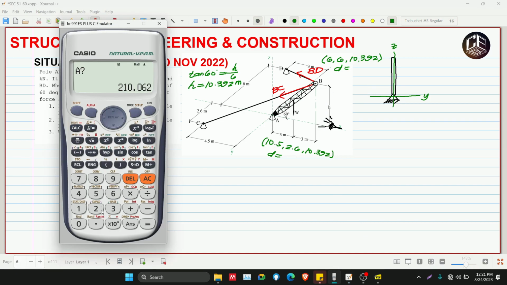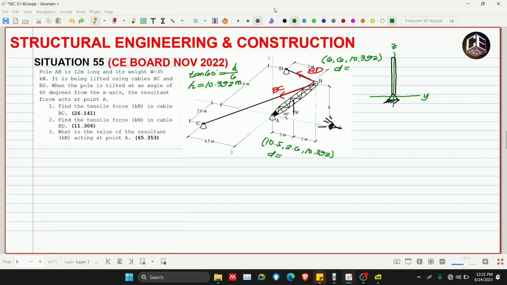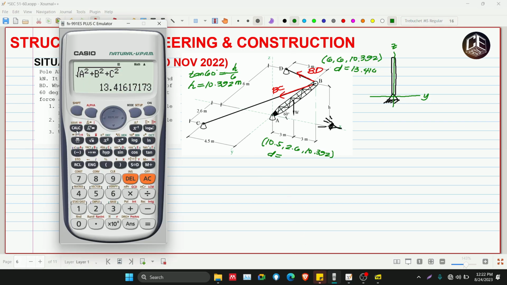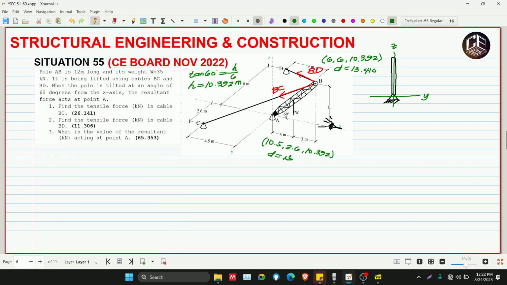So, this is 6, 6, and 10.392. So 13.416 para kay D, BD. Then para kay BC, that is 10.5, then 2.6, and also 10.392. So, eksaktong 15 itong D ng BC. Tama naman, no? 4.5 plus 6, 10.5, 2.6, H, 6, 3. Okay, so yun na yun.